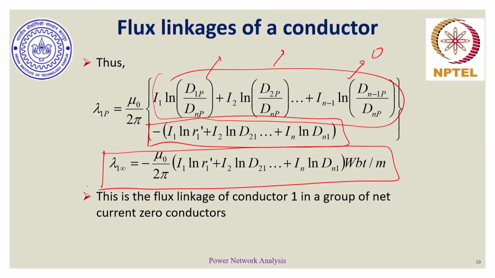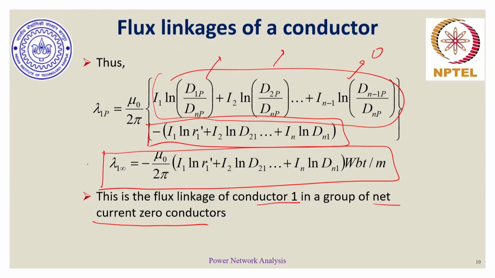and we would only be left with the negative term sitting inside, and that's how lambda 1 infinity is minus mu naught by 2 pi, the sum of the individual self radii and the distance-to-distance center points, and the corresponding current components. This is essentially the flux linkage of one conductor in a group of N conductors, whose instantaneous sum of currents is always 0. We build up our next discussion on the basis of this particular flux linkage.